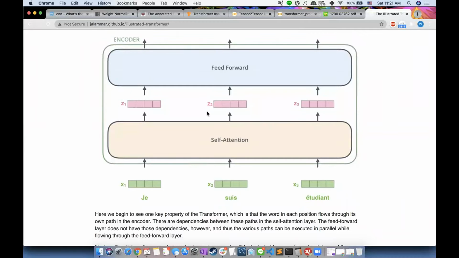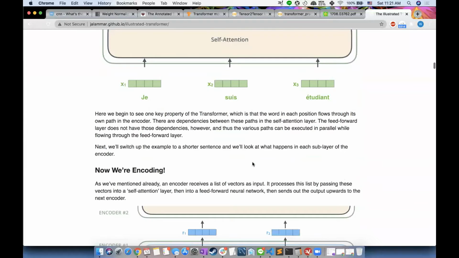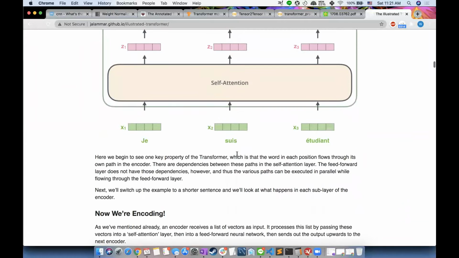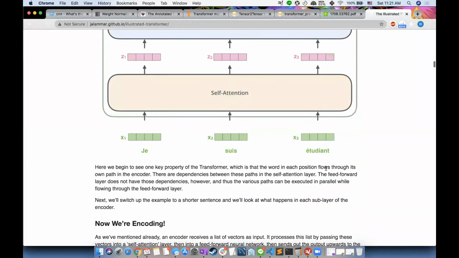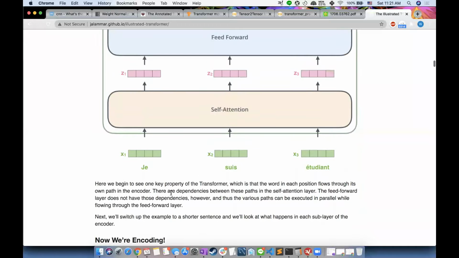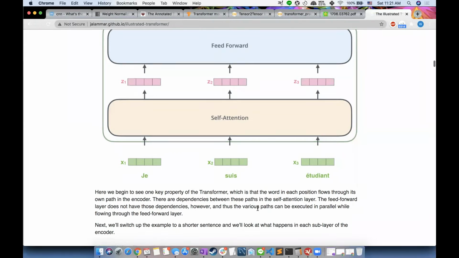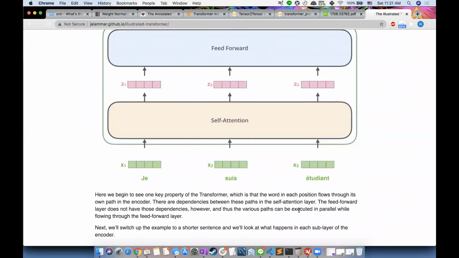We'll talk about how this is calculated in a little bit. Here we begin to see one key property of the transformer, which is the word in each position flows through its own path in the encoder. There are dependencies between these paths in the self-attention layer. The feed-forward layer does not have those dependencies. However, and thus, the various paths can be executed in parallel while flowing through the feed-forward layer.